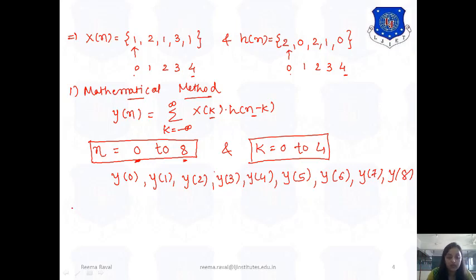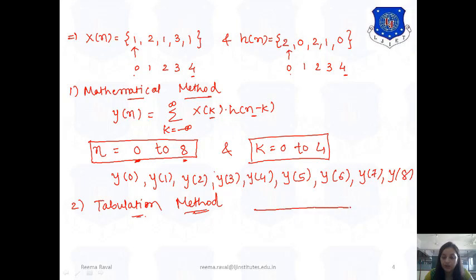So next method, second method, that is our tabulation method. So if we have to do this for the tabulation method, recall the tabulation method session in which we have seen that x of n has to be placed horizontally over here and h of n has to be placed over here vertically. So our x of n is what? 1, 2, 1, 3, 1, and h of n is what? 2, 0, 2, 1 and 0, right?